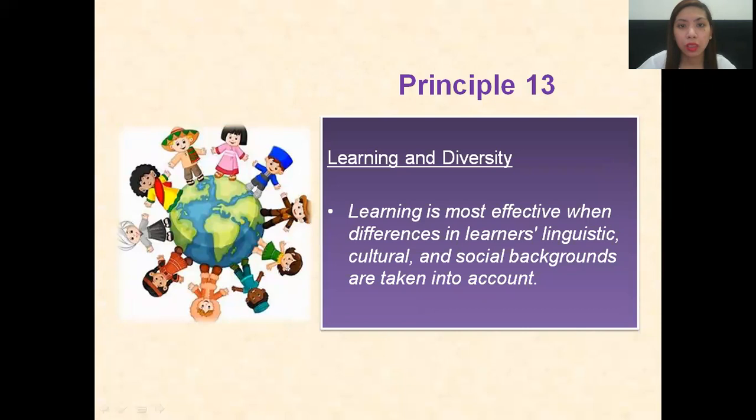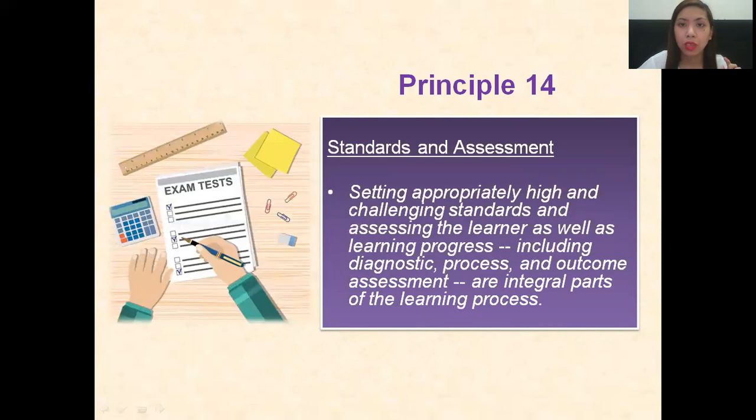Principle 13 is learning and diversity. Learning is most effective when differences in learners' linguistic, cultural, and social backgrounds are taken into account. Diversity in the classroom fosters creativity, it increases cultural awareness, develops respect for culturally unique individuals, and provides the opportunity to gain new perspectives from people coming from different backgrounds.